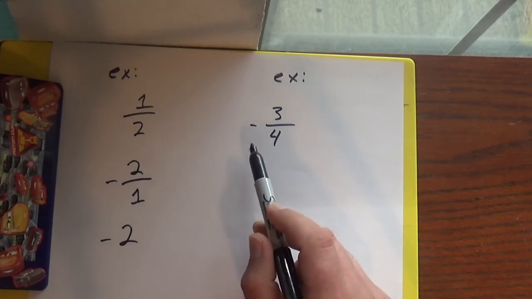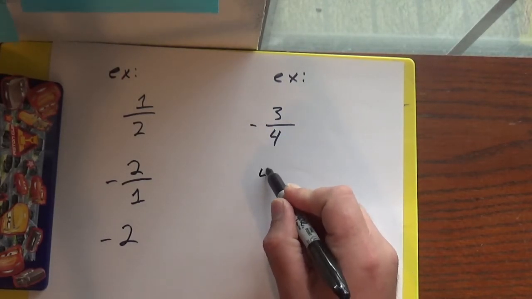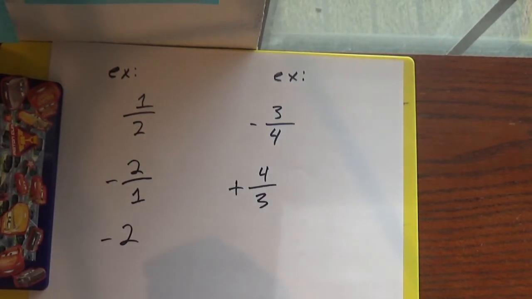And another example, I'm just going to flip the fraction, flip the sign. So 4/3, and now it's positive. It's really all there is to parallel and perpendicular. It's not super hard. It is very easy.